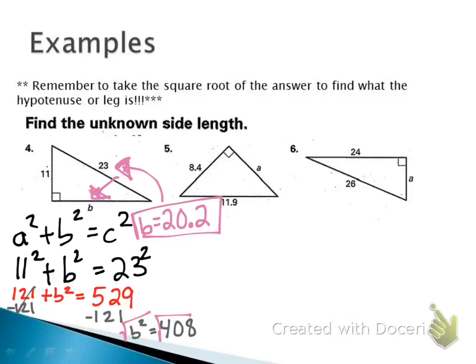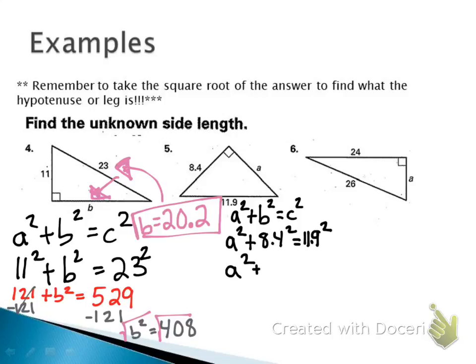How can I start 5? Okay, good. Equals C squared. A squared is going to stay A squared. What's going in for B? 8.4 and 11.9. Good. What is 8.4 squared?